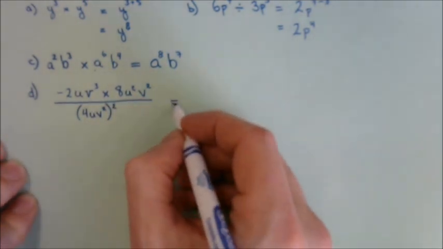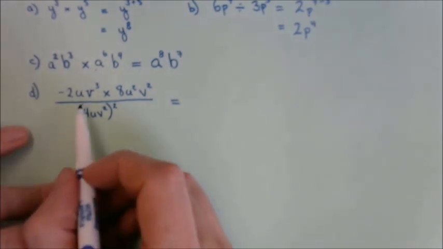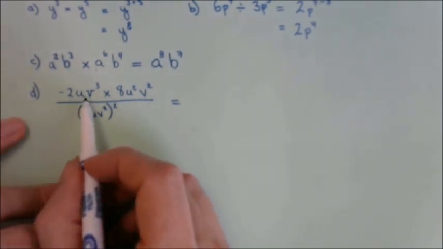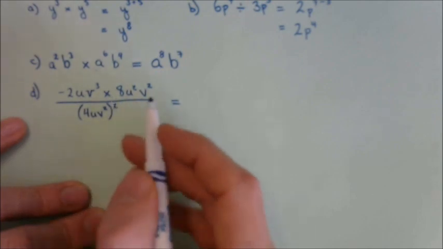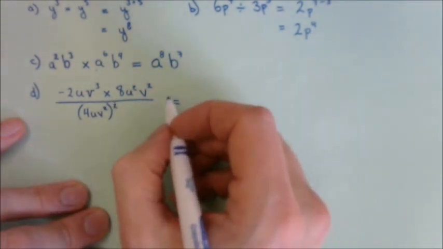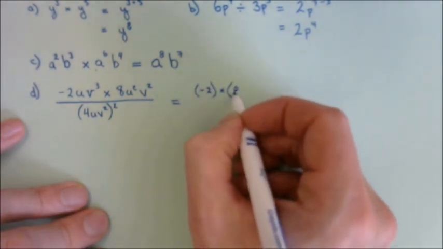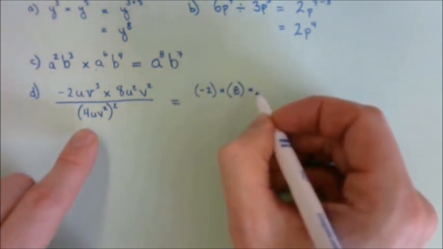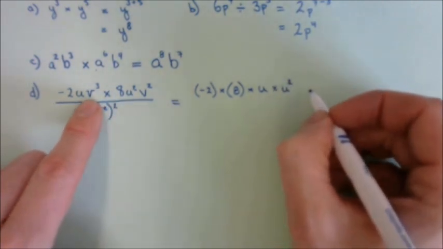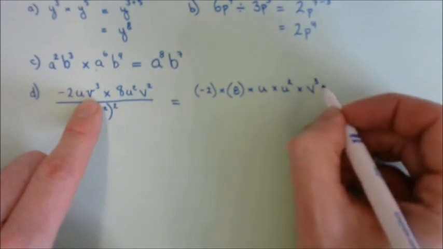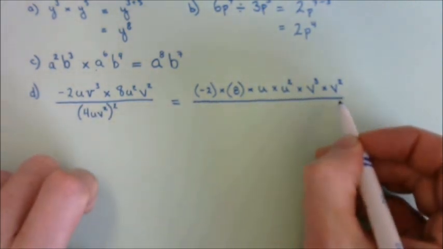Now we're going to think about the numerator and denominator at first separately, and then we'll see if we can combine them. But you can see in the numerator that all of these factors are simply attached by multiplication. So let's rewrite all of it first. I'll group my numeric terms: we've got negative 2 times 8, times u, and over here we have times u squared, and then back here we've got v cubed times v squared. That's our whole numerator, stretched out and grouped.